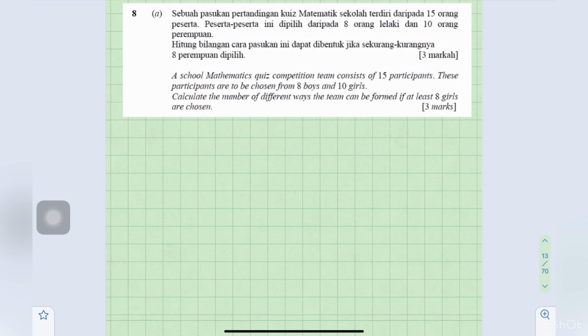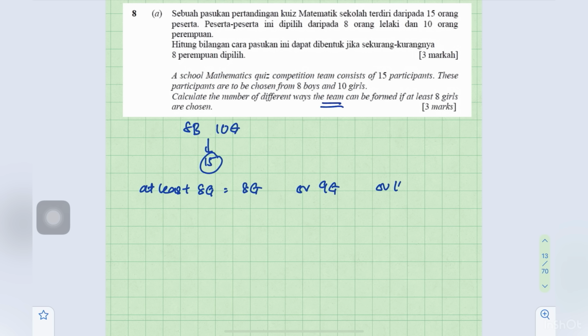Okay, number 10A. A school mathematics quiz competition team consists of 15 participants. These participants are to be chosen from 8 boys and 10 girls. Calculate the number of different ways the team can be formed if at least 8 girls are chosen. They want a team, so we use combination. At least 8 means 8 girls or 9 girls, or 10 girls.